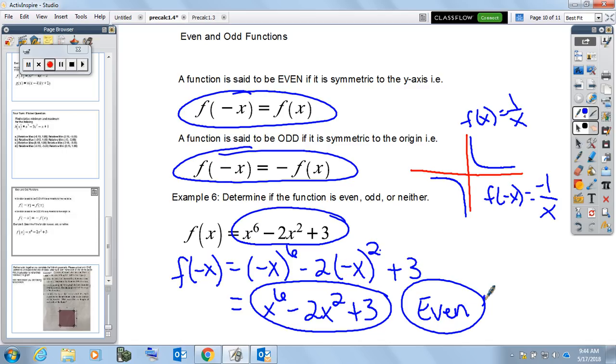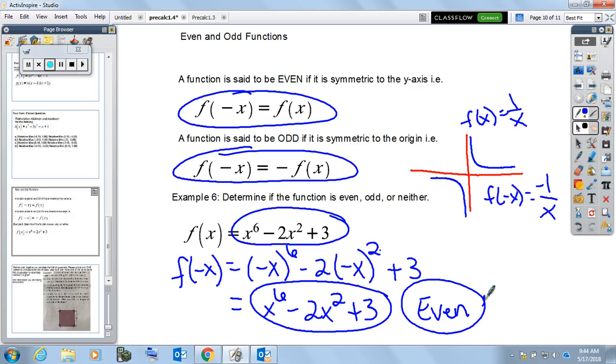And you can see the exact same method. It's going to come out to be the complete opposite if everything was negative: negative x to the 6th, and positive 2x squared and negative 3. If all of those became the complete opposite in terms of their signs, then it would have been an odd function. And of course, if it comes out somewhere in between, then we're going to consider it neither even nor odd. There's no symmetry over the y-axis or the origin for that matter as well.